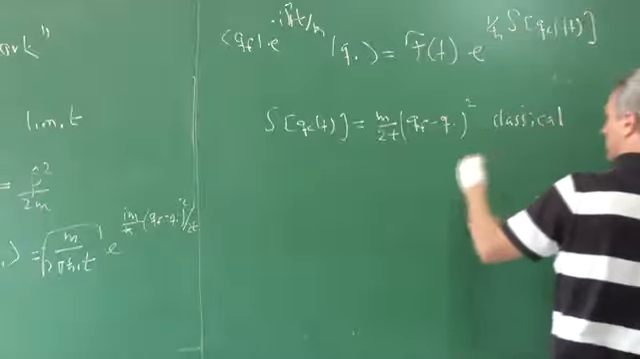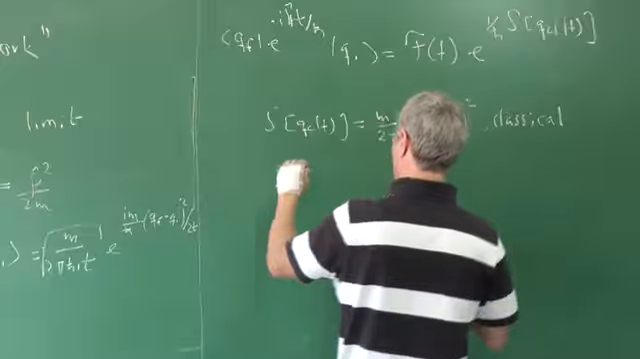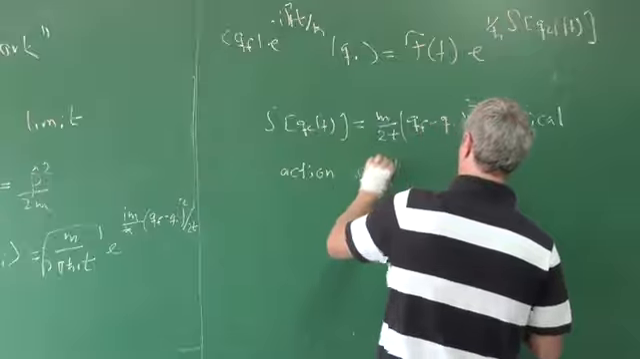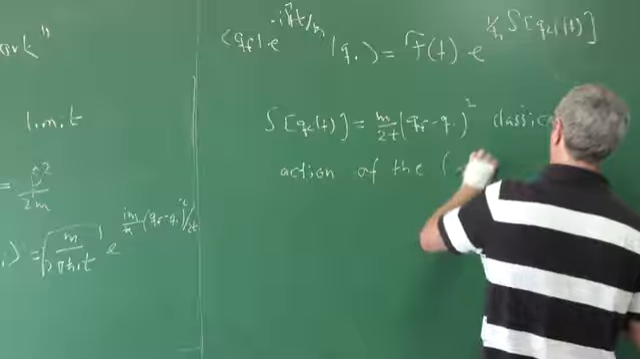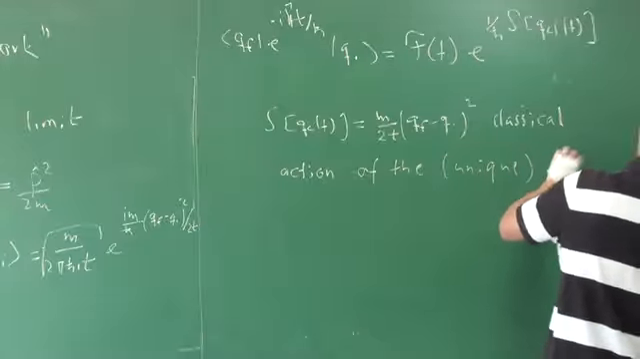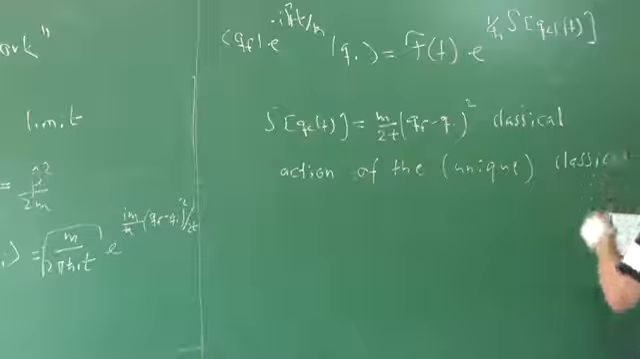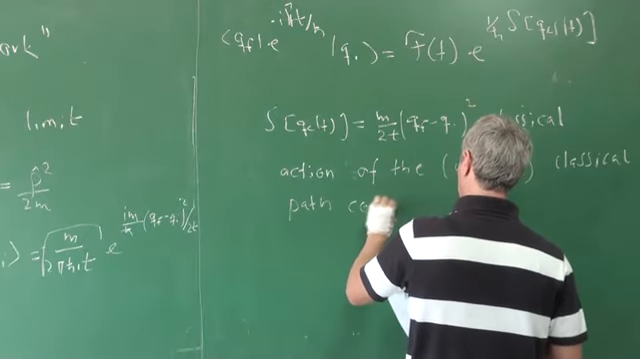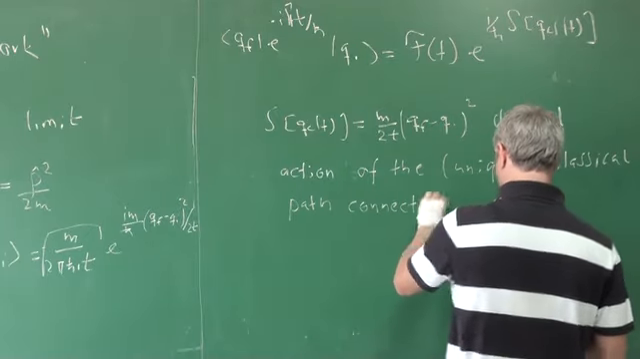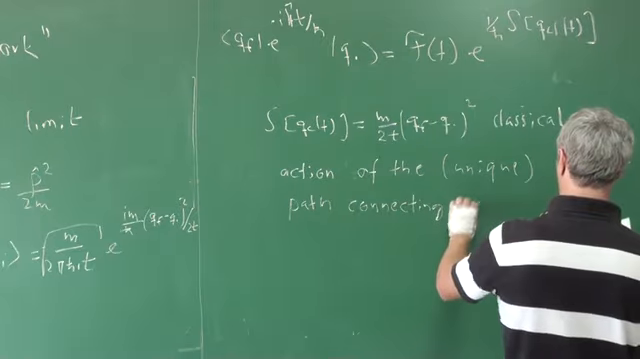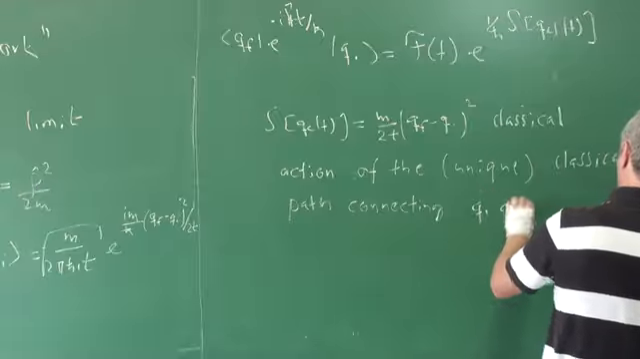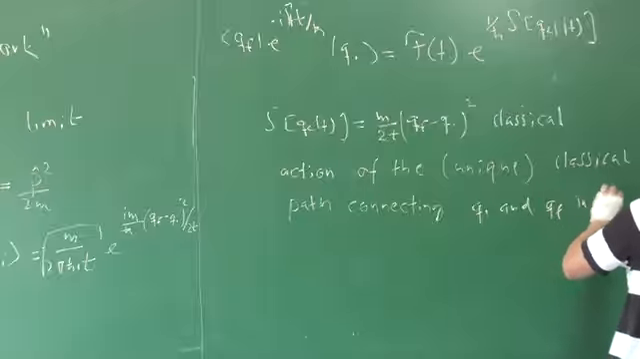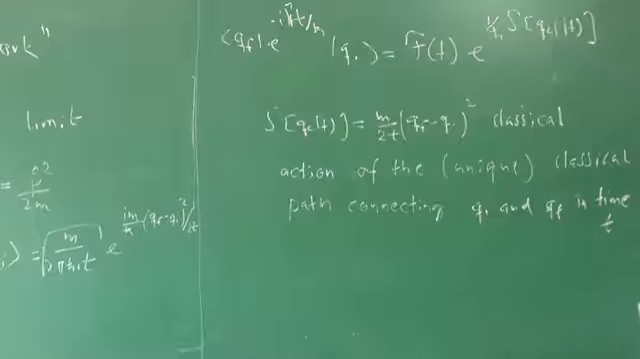Classical action of the, here unique, classical path connecting qi and qf, for final and initial coordinates, in time t. Okay?